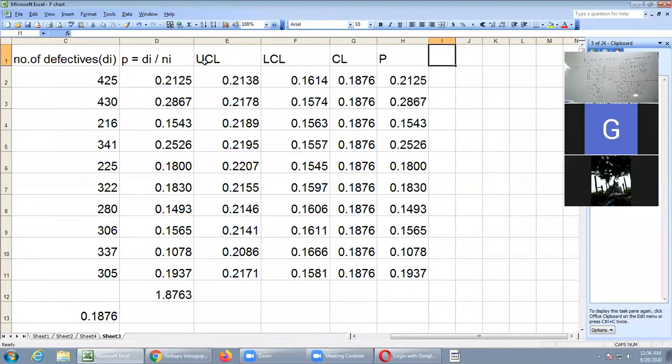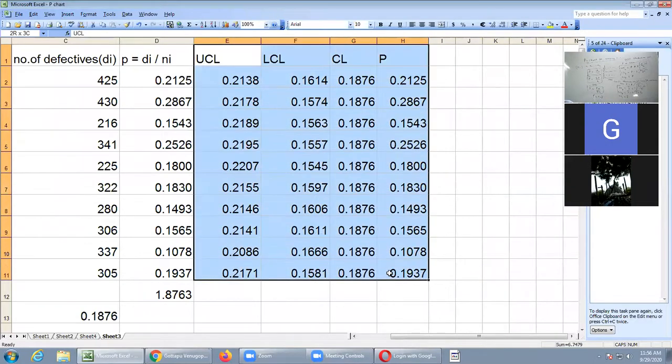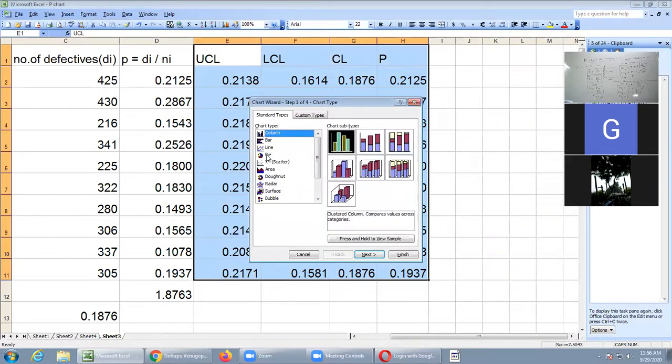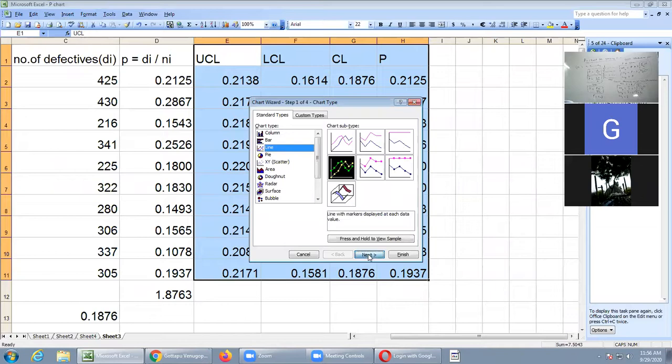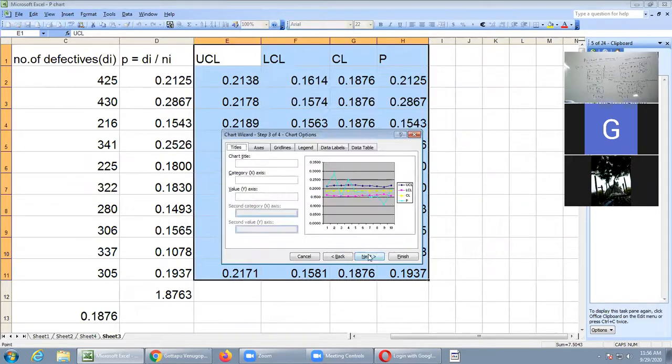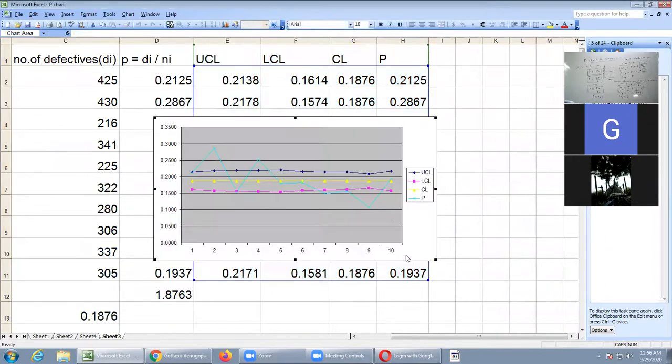Now you can select last 4 columns with headings, and then go to insert, chart. Chart type is line, chart subtype 4th one. By default 4th one will be there. Next, and then press next button. Give the chart title as P chart for varying n, x-axis sample numbers, y-axis sample fraction defectives, and then press next button, and then finish button.